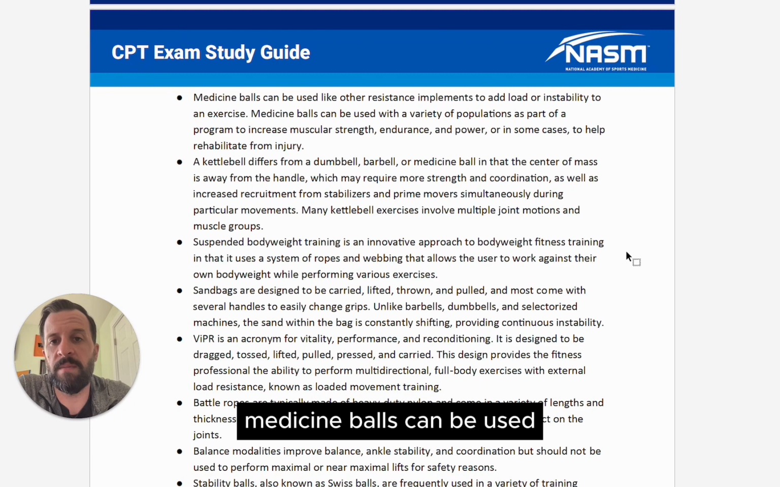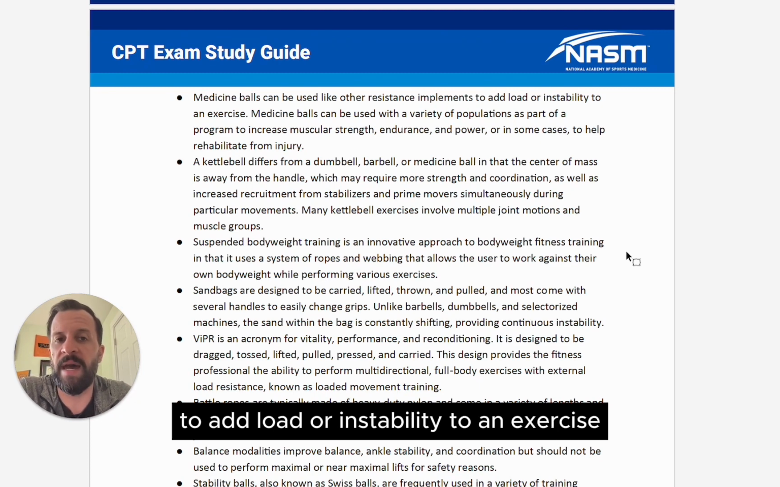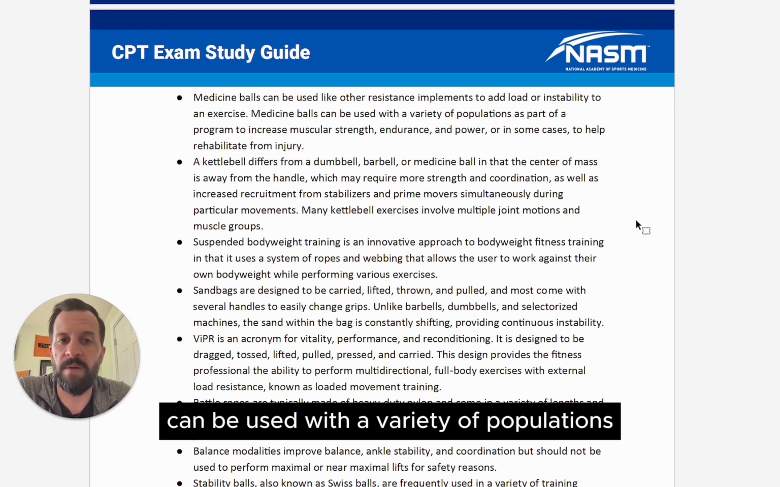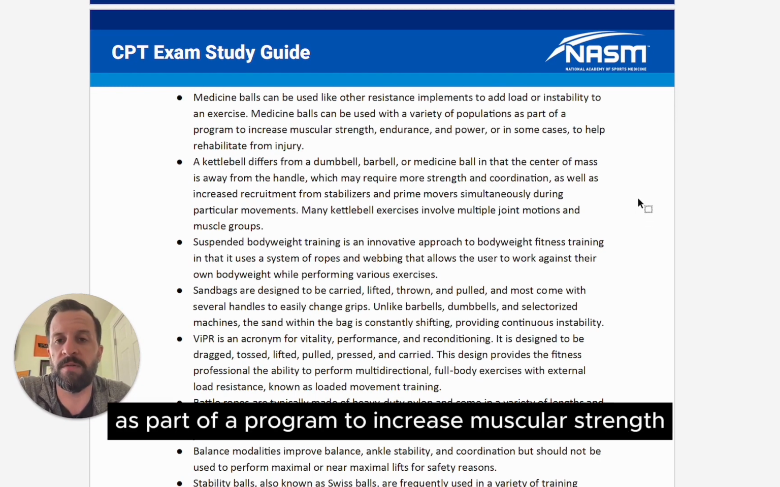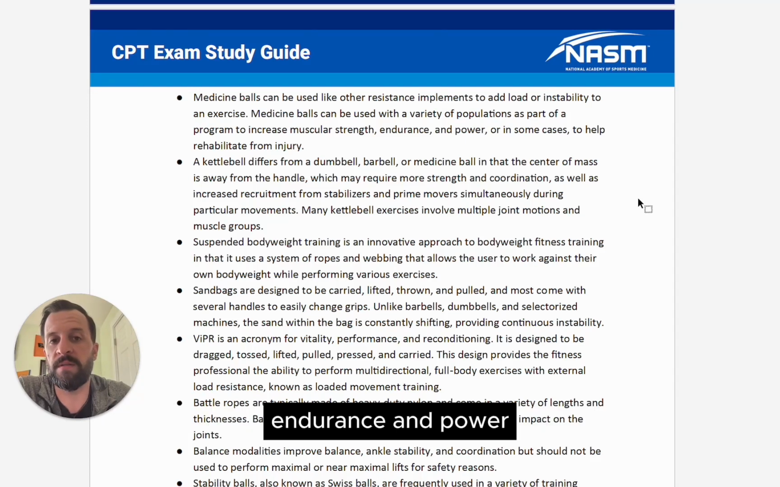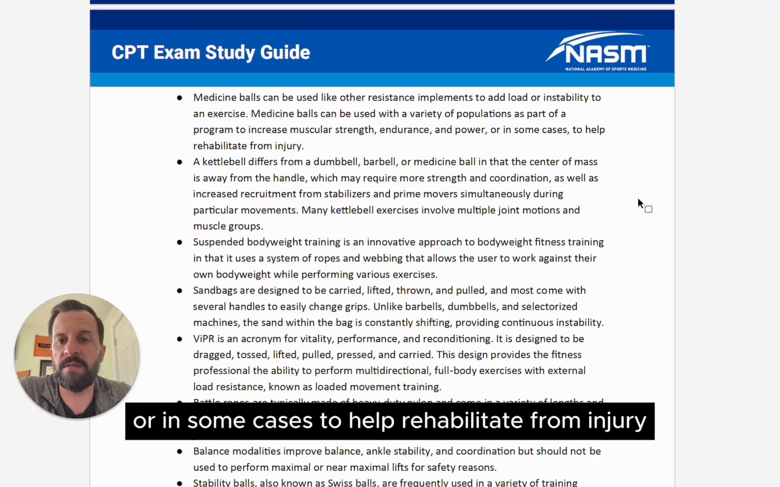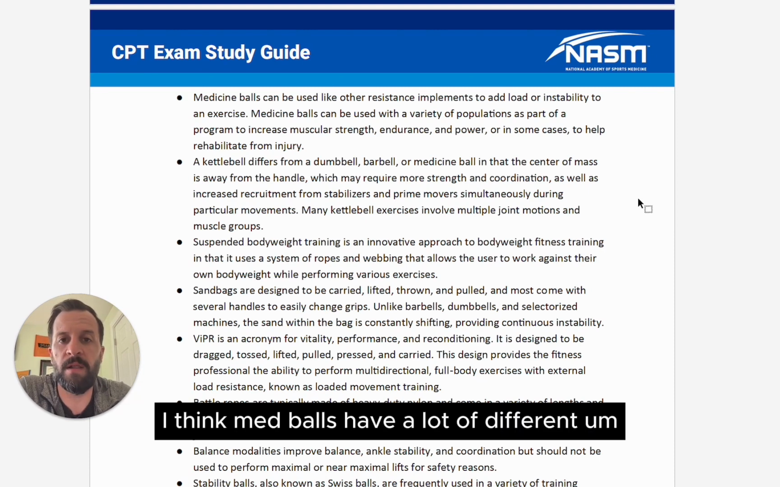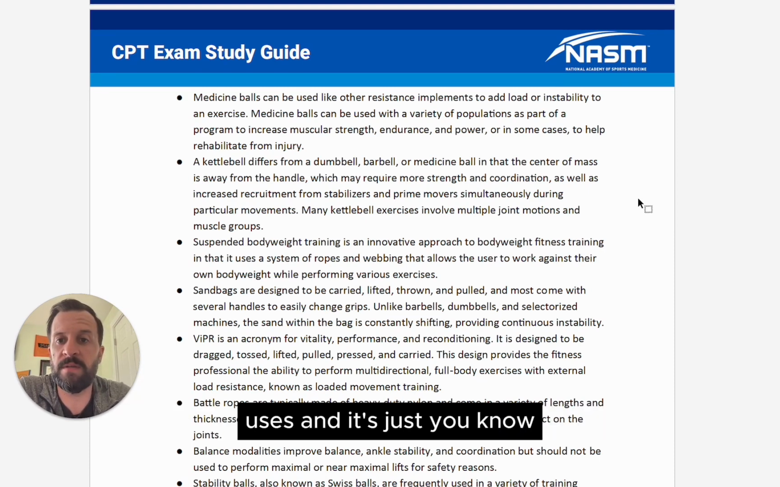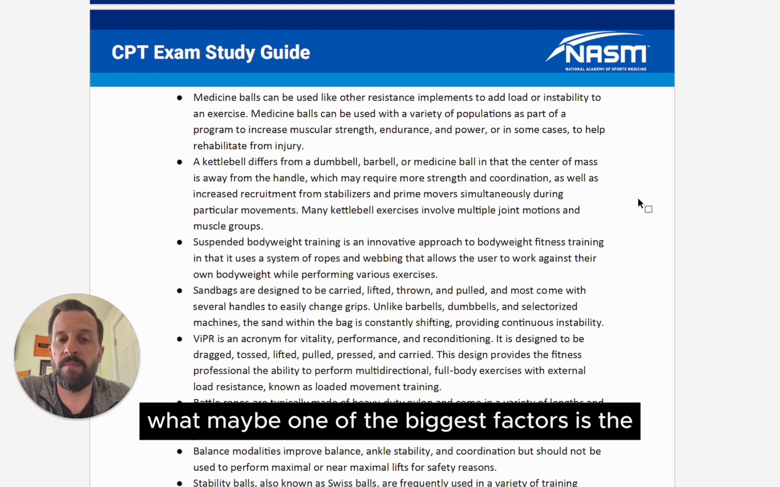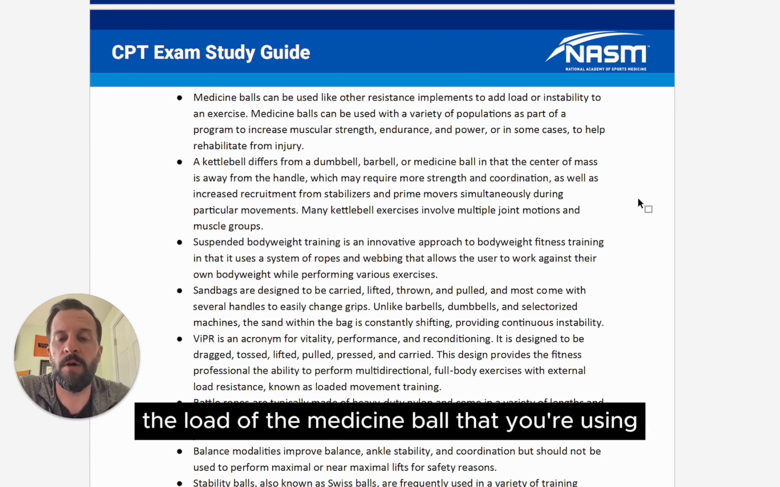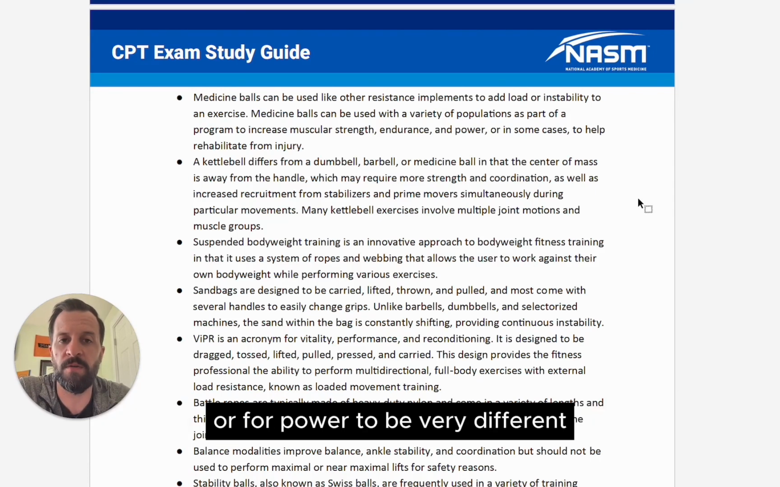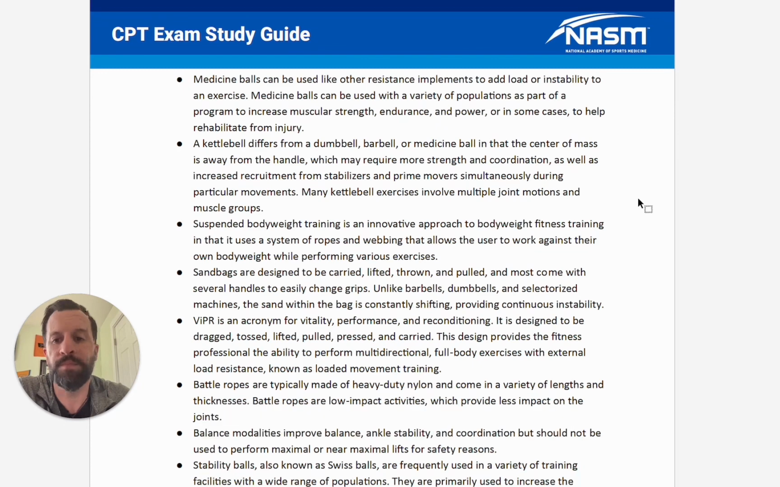Medicine balls can be used like other resistance implements to add load or instability to an exercise. And medicine balls can be used with a variety of populations as part of a program to increase muscular strength, endurance, and power, or in some cases to help rehabilitate from injury. I think med balls have a lot of different uses, and maybe one of the biggest factors is the load of the medicine ball that you're using. Whether you're going to use it for strength or for power is going to be very different.